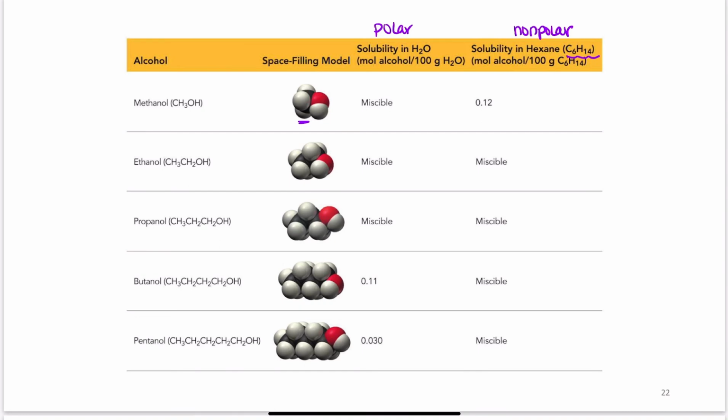Why? If water and hexane don't like each other, and one's polar, now one's nonpolar, why are they soluble in both? It's because of this group here. This is what I mean by sometimes you can have a polar end and a nonpolar end. This end that I'm highlighting in purple is nonpolar. The end that I'm circling in blue is polar. That nonpolar side allows it to be soluble in hexane, while the polar side allows it to be soluble in water.